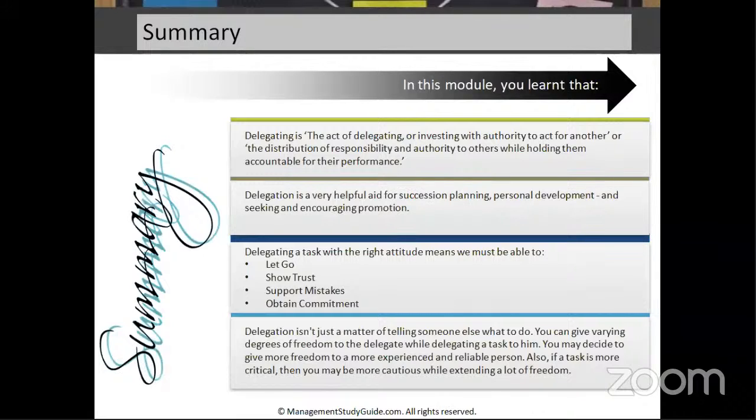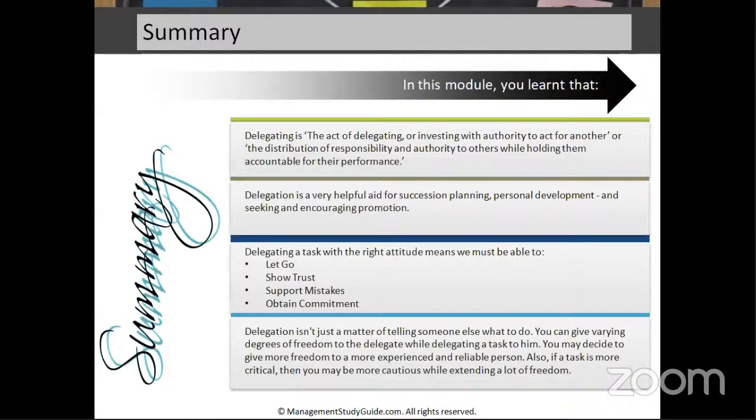In summary, in this module, you've learned that delegating is the art of investing with authority to act for another, or the distribution of responsibility and authority to others while holding them accountable for their performance. Delegation is a very helpful aid for succession planning, personal development, and seeking and encouraging promotion. Delegating a task with the right attitude means we must be able to let go, show trust, support mistakes, and obtain commitment. Delegation isn't just a matter of telling someone else what to do.